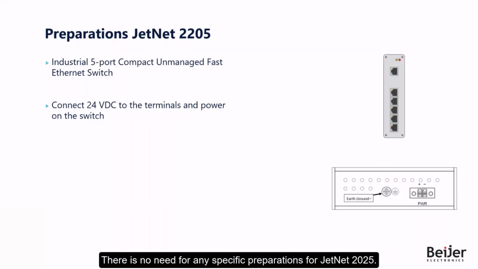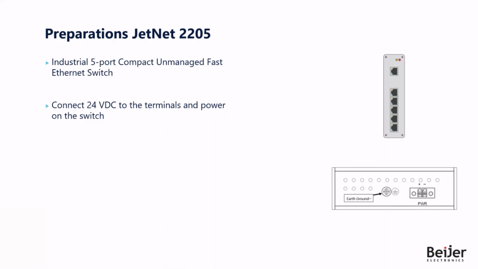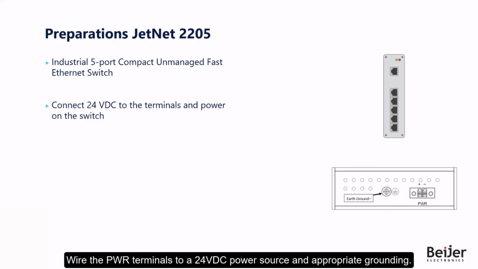There is no need for any specific preparations for JetNet 2205. Wire the PWR terminals to a 24 VDC power source and appropriate grounding. Connect the network cabling to the PC running BCS Tools and X2 control.